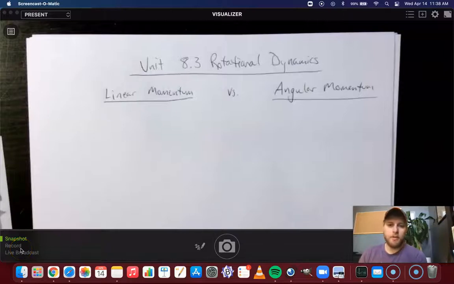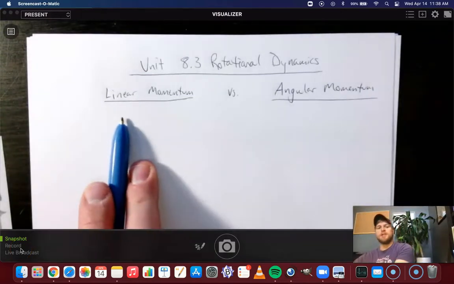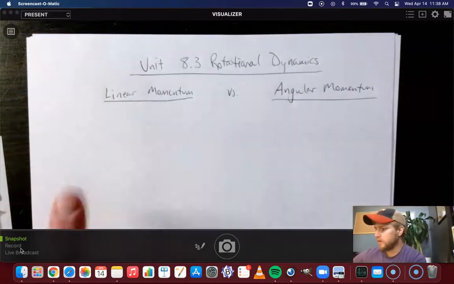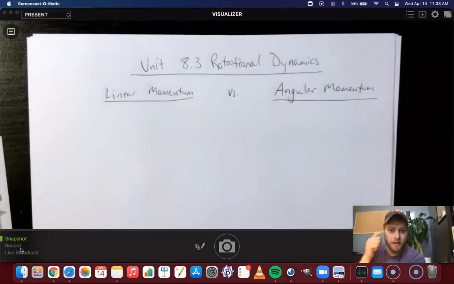What's up, scholars? Today we're going to be talking about angular momentum and its conservation. To begin, we're going to remind ourselves of some of the details about linear momentum, and then of course that's going to carry over into angular momentum.